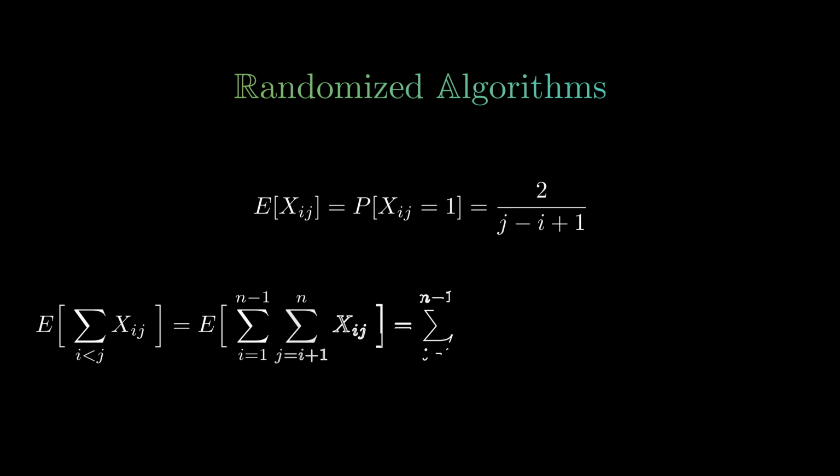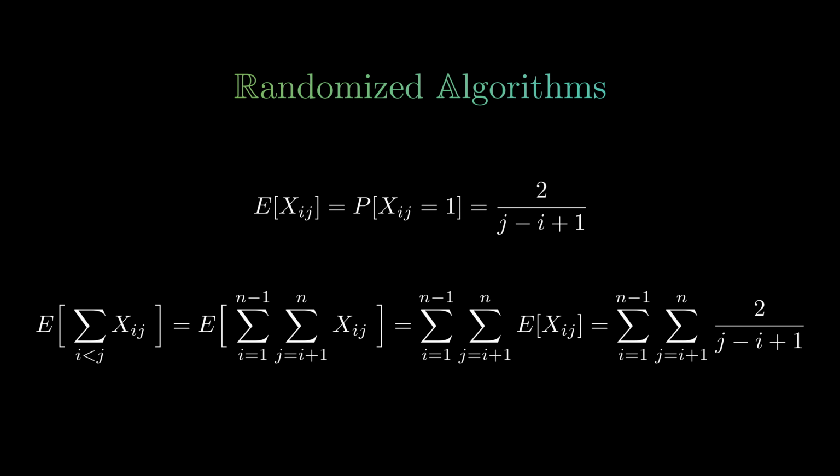The sum of x_ij is equal to the double summation, where i ranges from 1 to n minus 1 in the outer sum, and j ranges from i plus 1 to n in the inner sum. By linearity of expectation, the expected value of the sum of x_ij is equal to the sum of the expected value of x_ij.